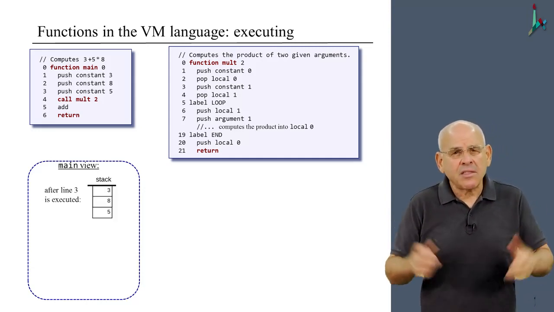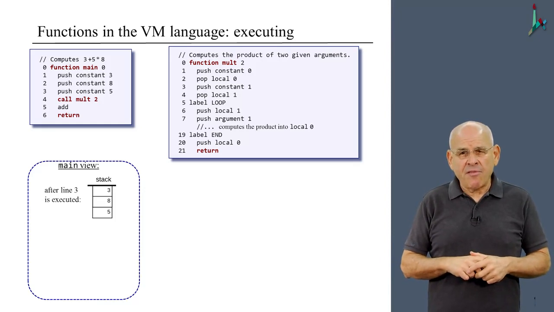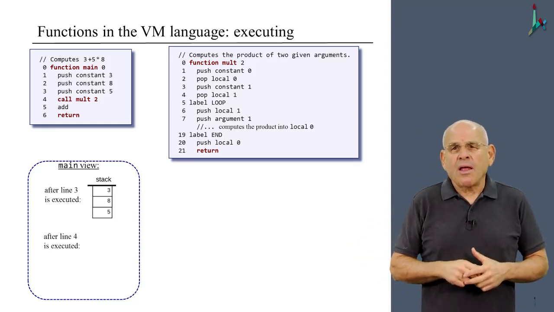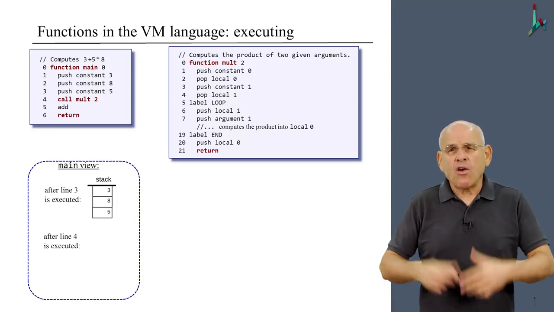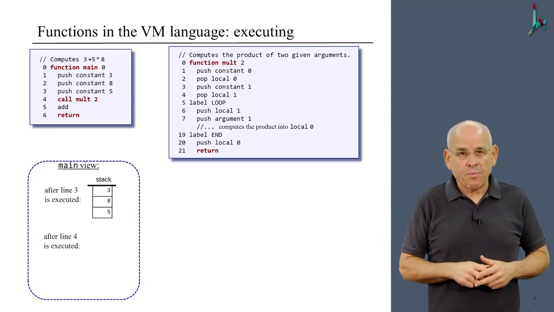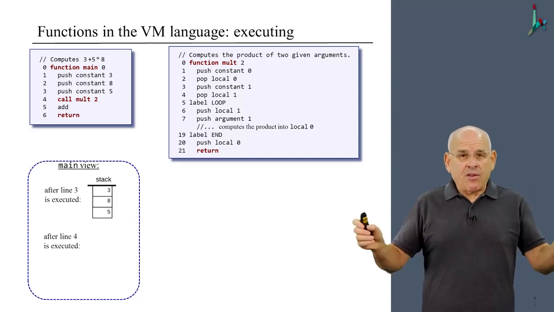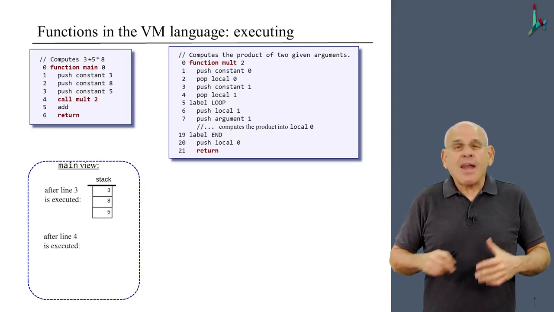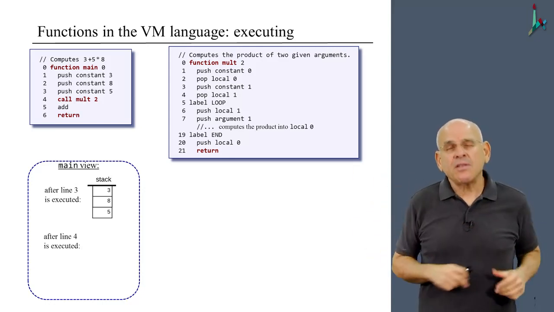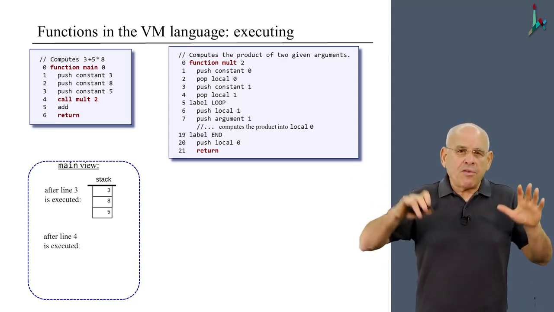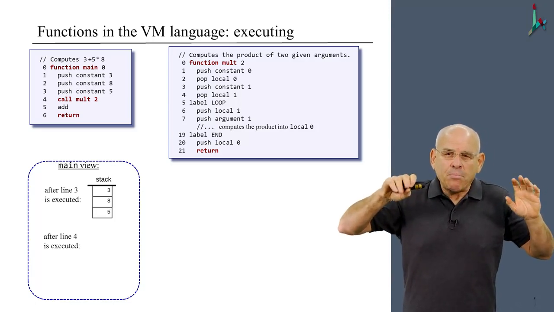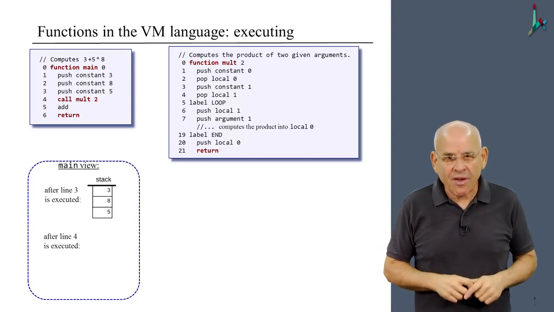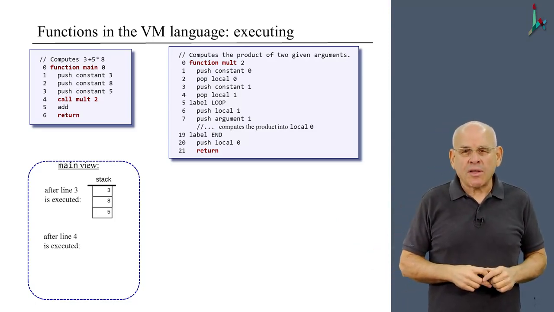So the stack is going to contain 3, 8, and 5. And then we commence the command call mult2. Well, this is a rather dramatic turn of events, because the main function says I now have to call some other function, and therefore we have to put the main function on hold and go to execute this other function, which we called mult.